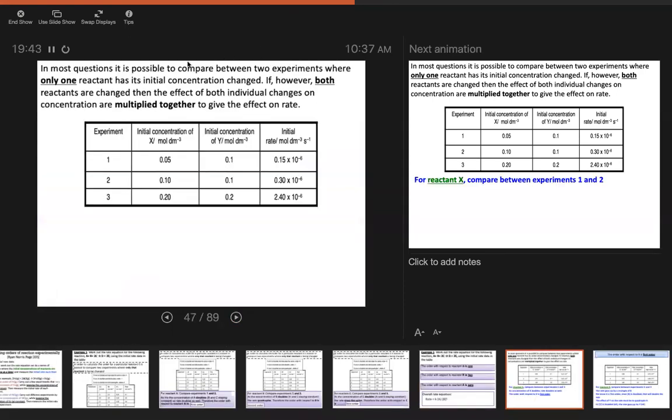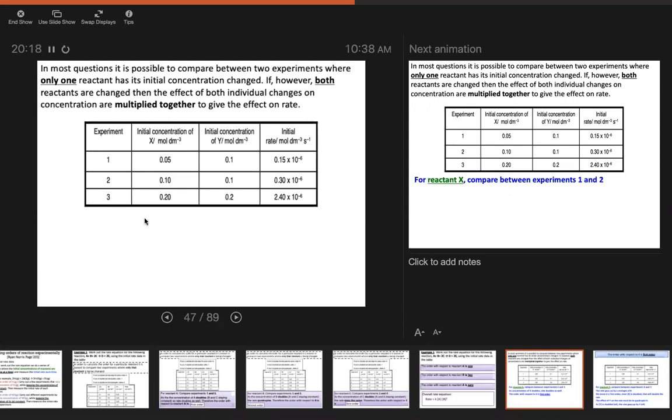In most questions, it is possible to compare between two experiments where only one reactant has its initial concentration changed. If, however, both reactants are changed, then the effect of both individual changes in concentrations are multiplied together to give the effect on rate. What do I mean by this? This is when you are changing more than one reactant.